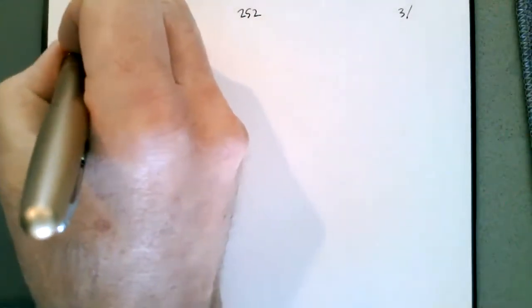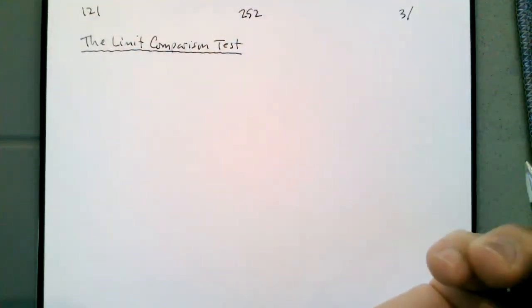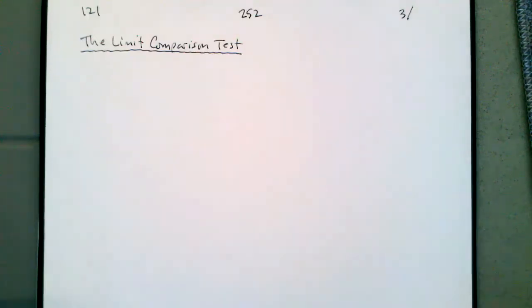What are we talking about? Oh, the limit comparison test. Once again, we're making a comparison. Once again, one of the series we know, and the other series we're trying to show. And once again, we're not testing anything. We actually have to know whether the given series converges or diverges for this to work.